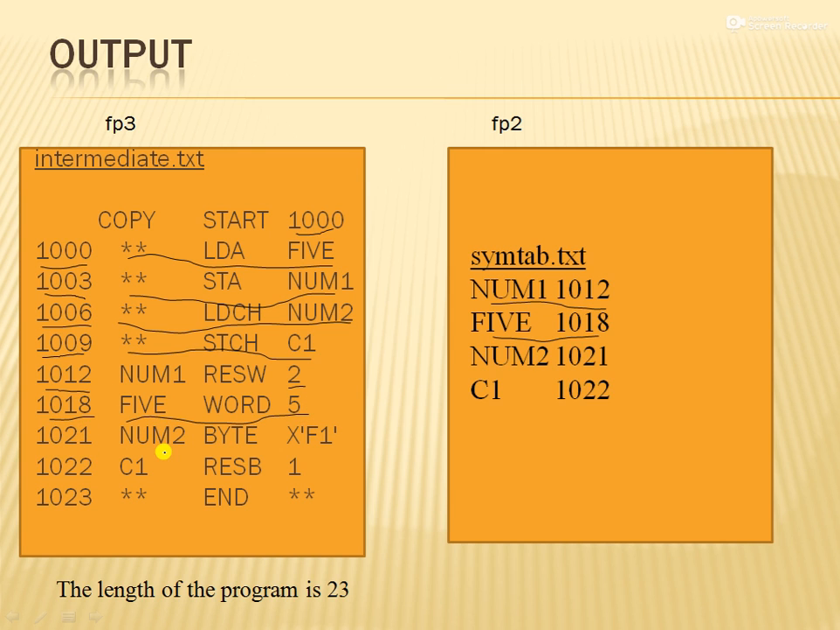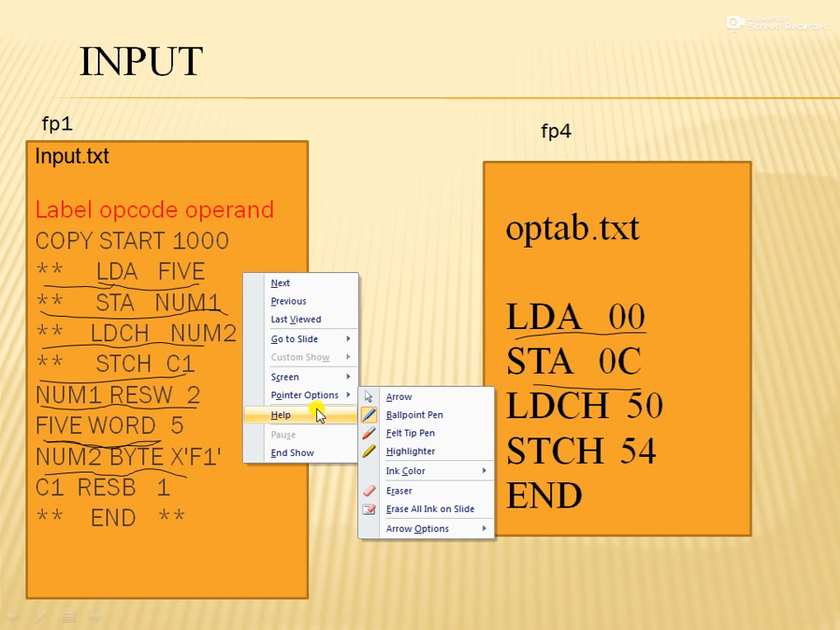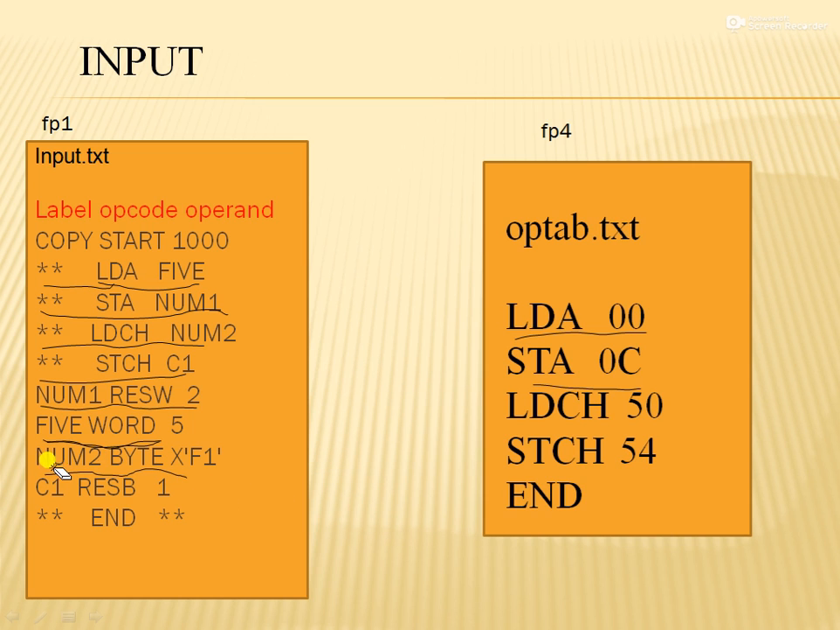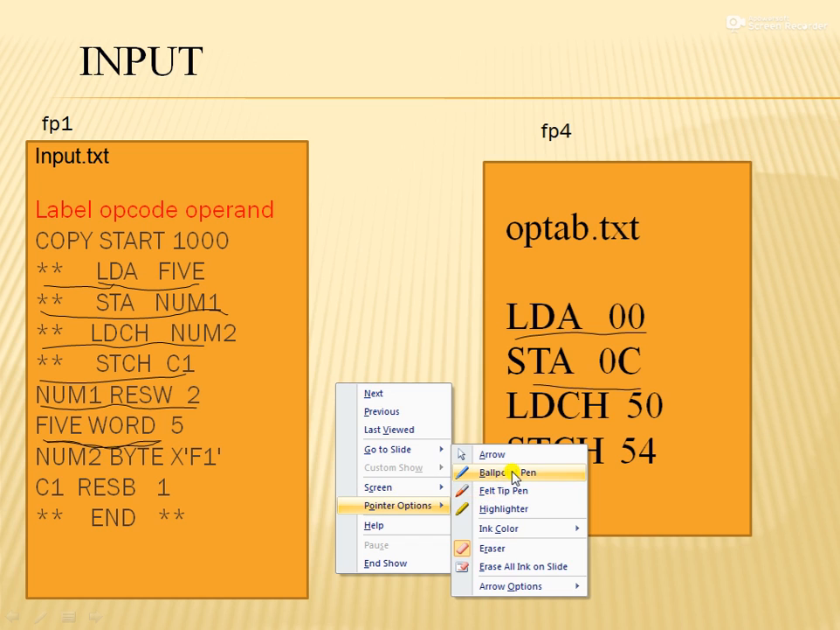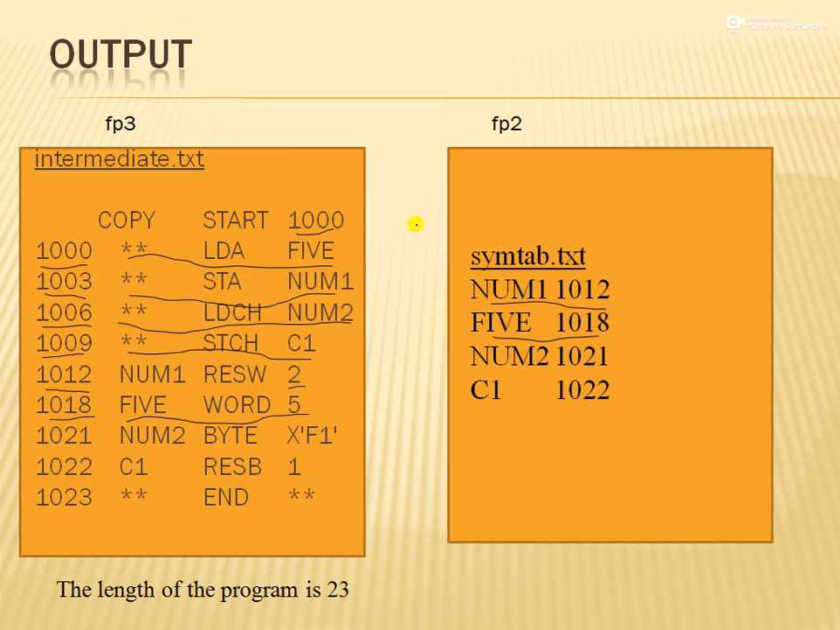Then the next line is processed, that is, the 5 word 5 is processed. When 5 word 5 is processed, we can see that this 5 is added to the symbol table along with the address, that is 1018.